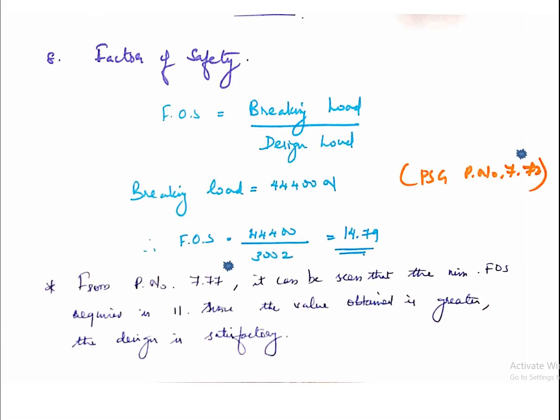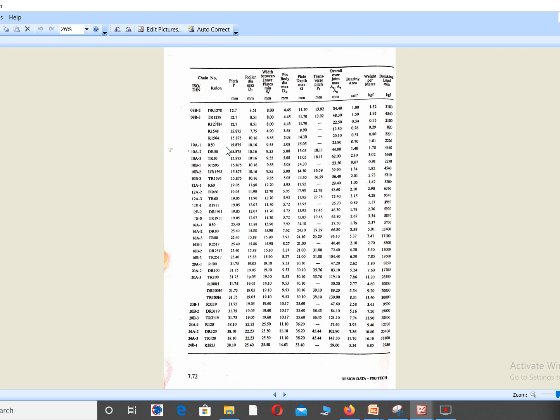Okay, now let us try to find out the factor of safety. Factor of safety is actually the ratio of braking load to the design load. To take the braking load value, we are going by the chain that we have selected. We have selected a duplex chain based upon the pitch value and all, from page number 7.72. So let us go to that page. Here, the one we have selected is this one, right?